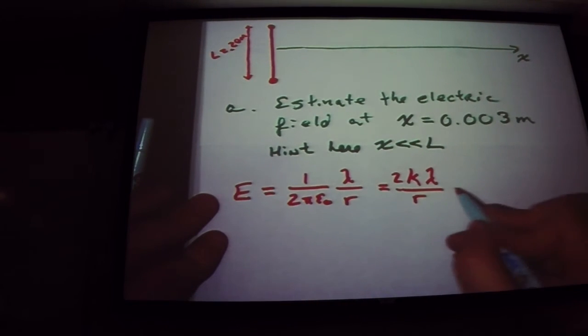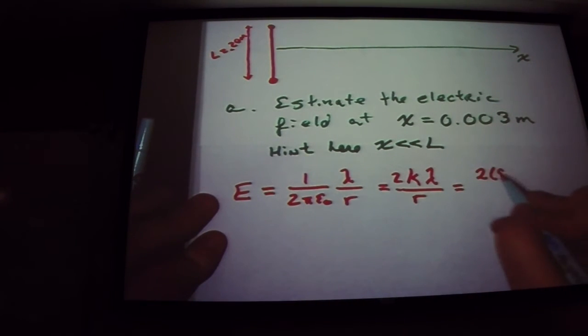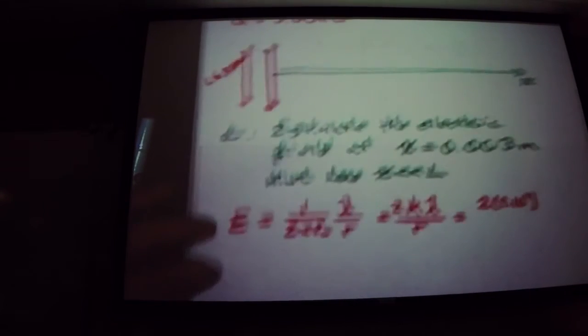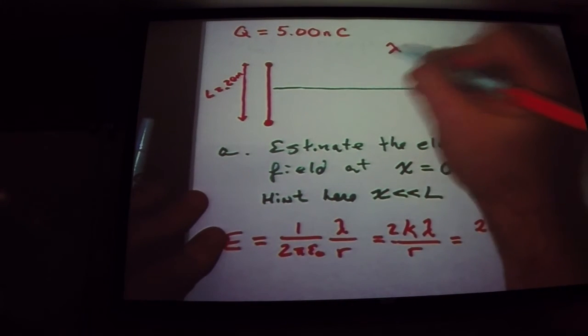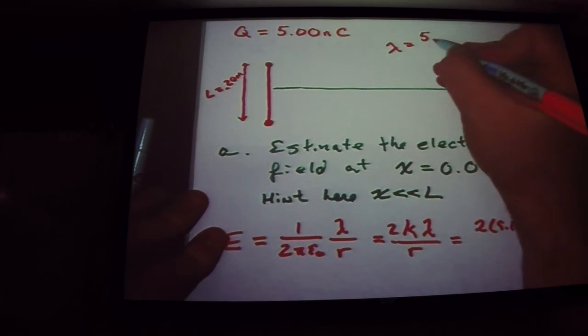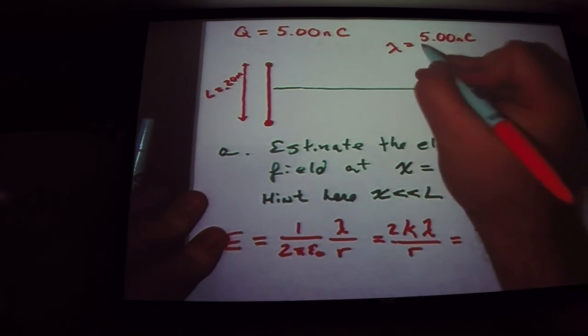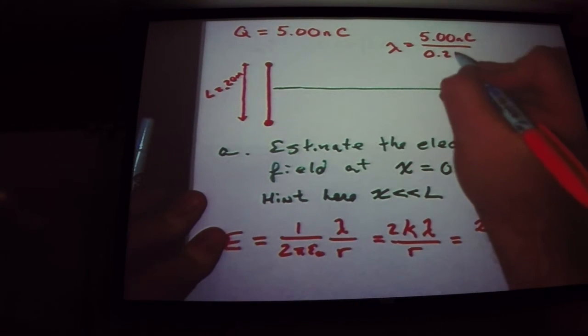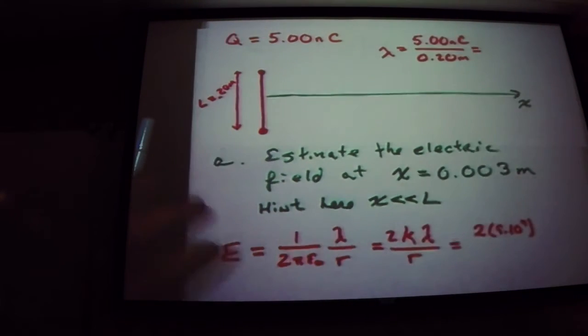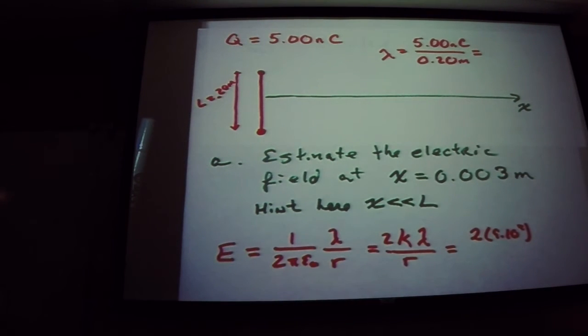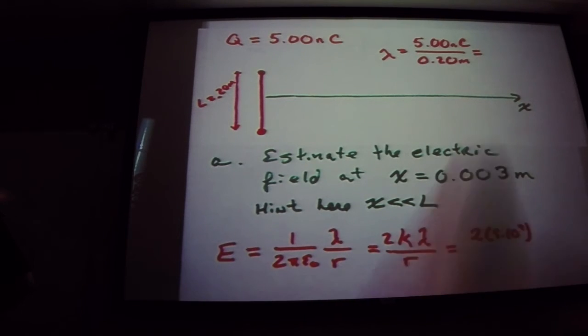So it's 2 times 9 times 10 to the 9th. How do I calculate lambda here? Q over L. So I've got 5 nanocoulombs divided by 0.20 meters. Sometimes, and I'll let you get away with this too, if there's only one nano or one micro in your thing, just carry it along, especially if it's in the numerator here, because all this is 10 to the negative 9.